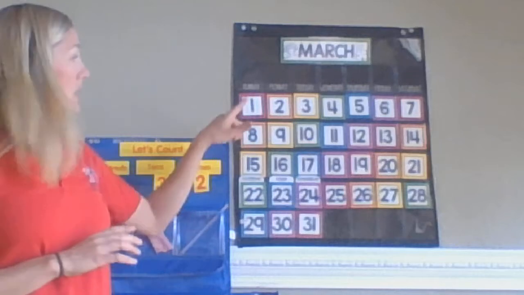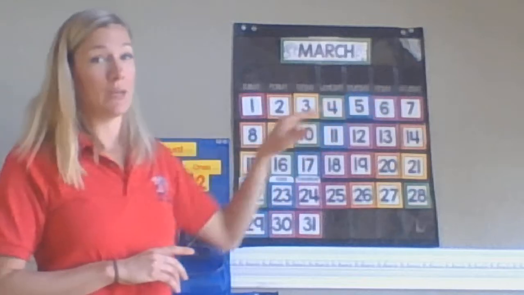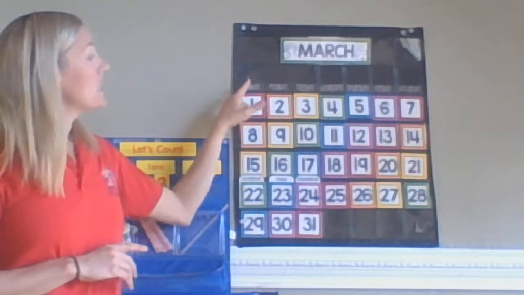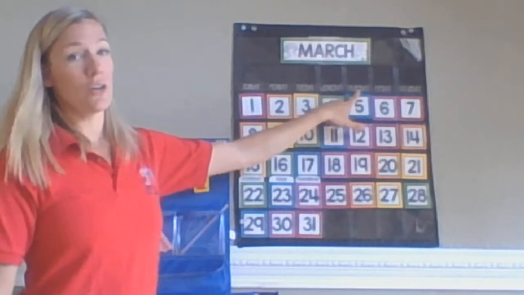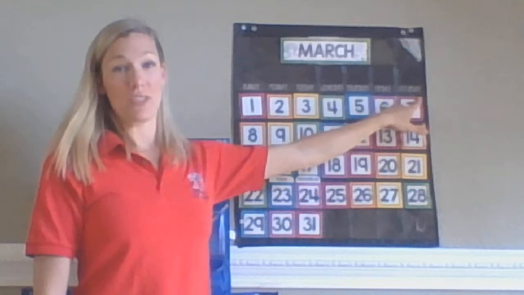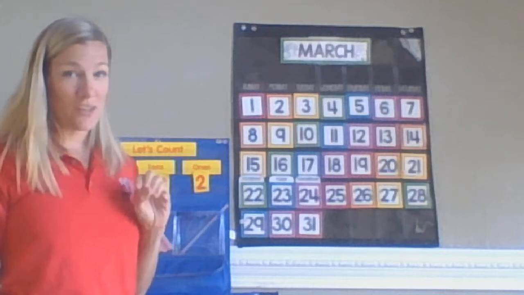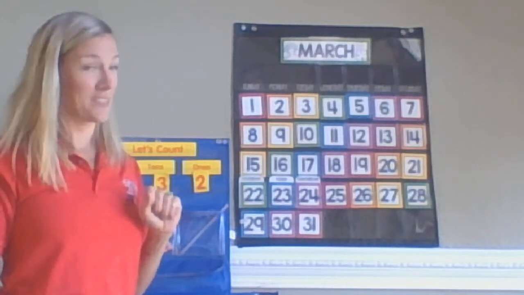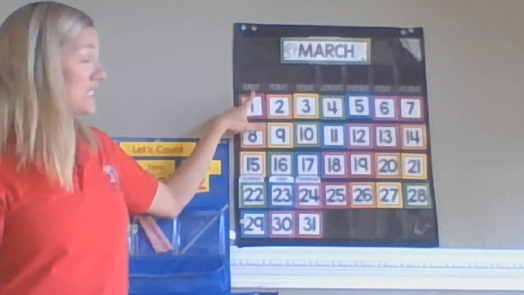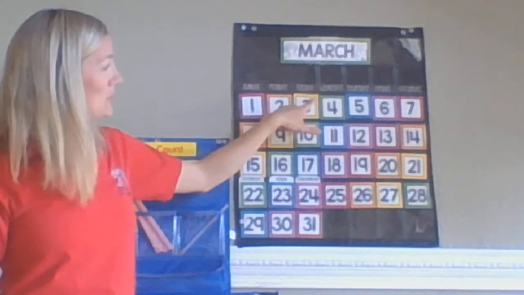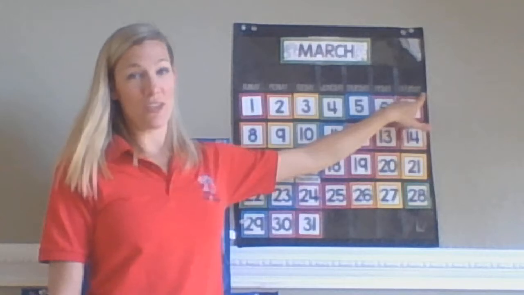Now we're going to go to our days of the week, and we're going to say our days of the week all the way across. See if you can say the days of the week with me. Sunday, Monday, Tuesday, Wednesday, Thursday, Friday, Saturday. 7 days are in a week. There's also lots of videos you can pull up for different days of the week songs. Let's do it one more time. Sunday, Monday, Tuesday, Wednesday, Thursday, Friday, Saturday.